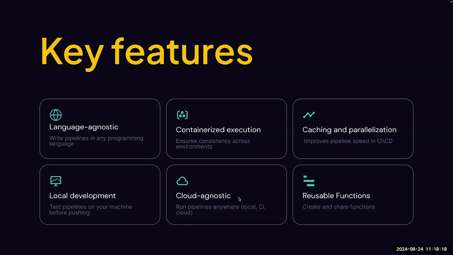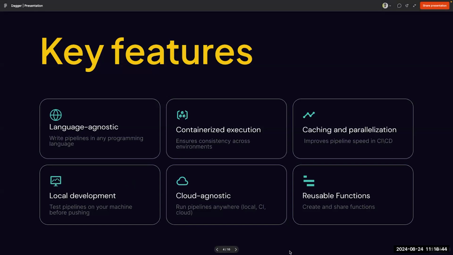The fourth one is local development. When you are running huge pipelines in your ongoing project, before pushing the code you can test your pipelines locally by running Dagger commands, and then you just push the code and be relaxed because you are already aware whether your pipeline will succeed or not. The fifth one is cloud agnostic. You can run your pipeline anywhere, in local, in CI, in cloud, anywhere. It is very helpful for developers whenever they want to run anything.